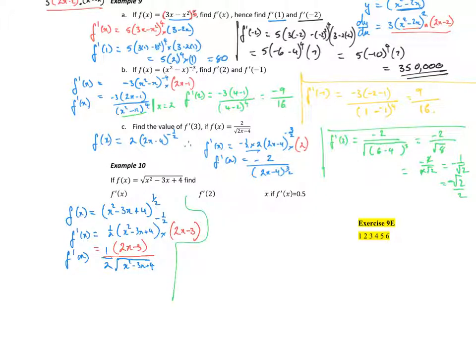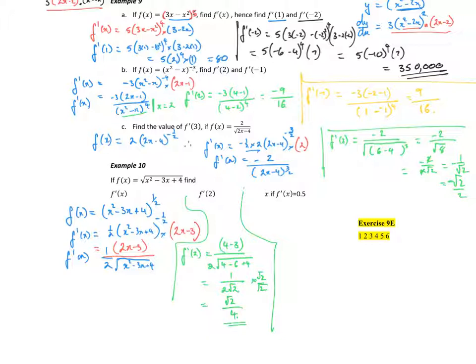So f dashed of 2 is given by, is equal to 2 times 2, which is 4. So I get 4 minus 3 in the numerator. 2 times the square root of 2 squared, which is 4, 3 2s are 6, plus 4. So it's equal to 1 over 2 root 2. So if we rationalise, I guess that's the same as root 2 over 4. Okay?